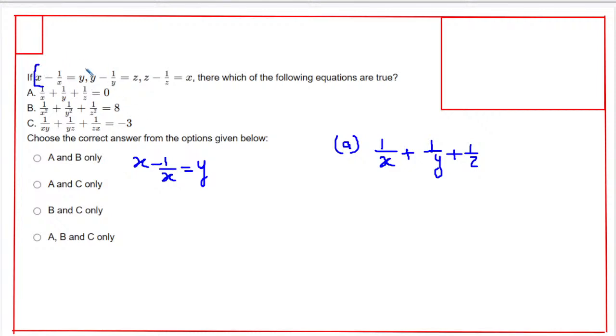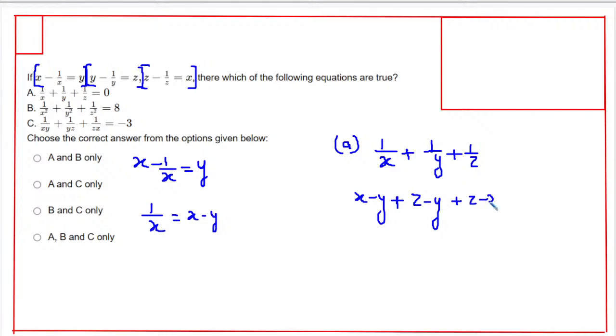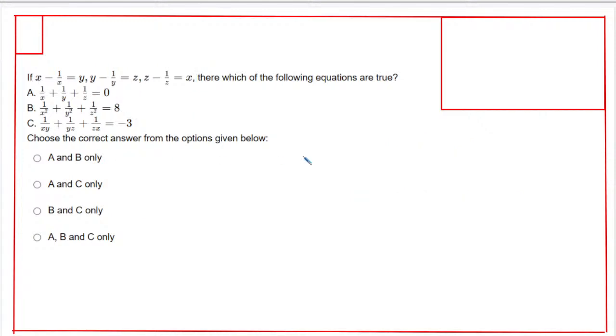So this thing was given in the question, and we have to satisfy each of the options. So I can say 1 by x is what? 1 by x is x minus y from the first option. So I can just substitute, sorry. And it would be 1 by y would be what? z minus y from the second information. And similarly 1 by z from the third information. So everything is getting cancelled out. It is 0. So it is a correct statement. First one is correct. Means A is correct.